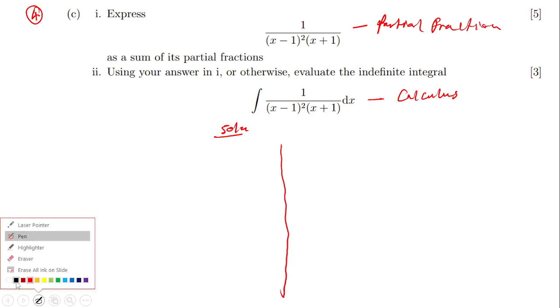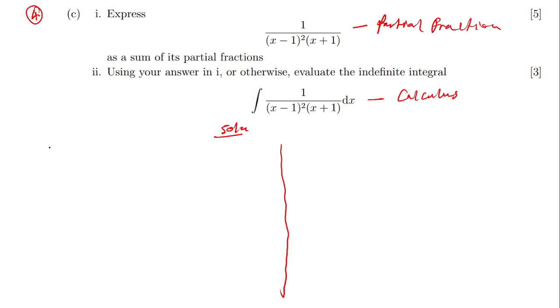So the first one is we have been given 1 over (x minus 1) squared and then (x plus 1), and we have been told to express this as a single fraction. So you should check up my YouTube class on partial fractions. This type of partial fraction falls under partial fractions with a repeated unit. So you have a repeated unit, which is this one.